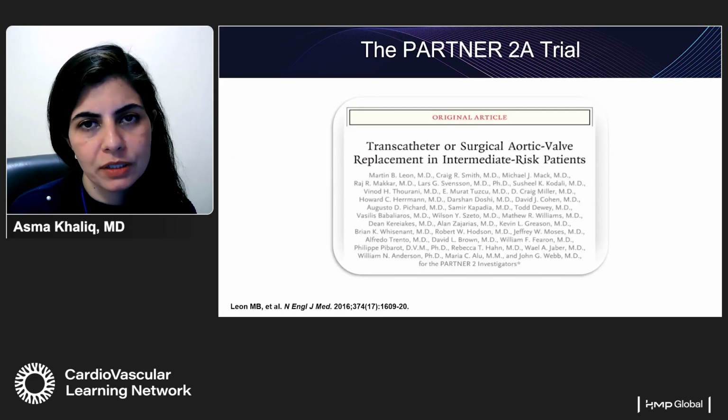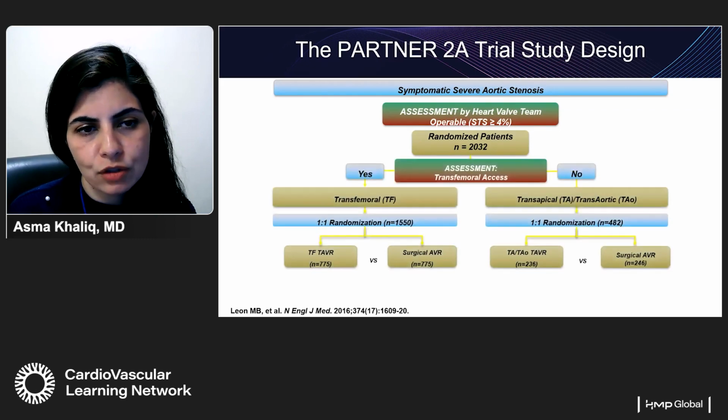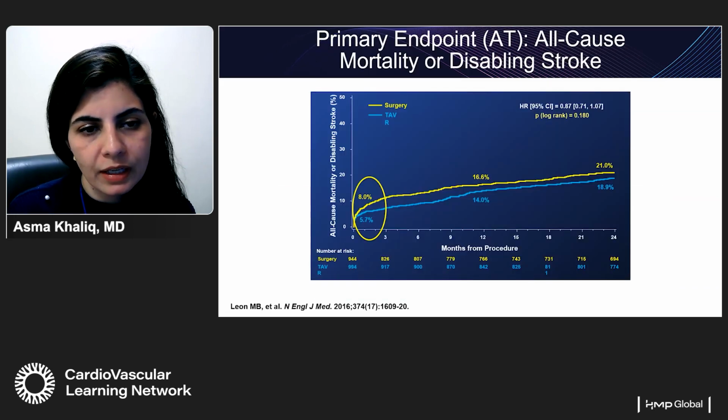I want to go back to the original PARTNER 2A data, which was basically of TAVR versus surgical AVR in the intermediate risk patients. As you can see here, everybody had an STS score of more than 4% to be included in this, and about 2,000 patients were randomized respectively into femoral and non-femoral TAVRs, those who could not undergo the TAVR through the femoral approach, and they were one-to-one randomized to the surgical arm as well in either group. And the primary endpoint was all-cause mortality and disabling stroke at 2 years.